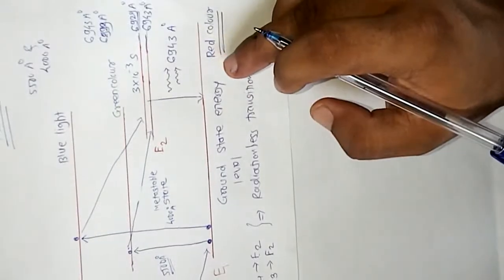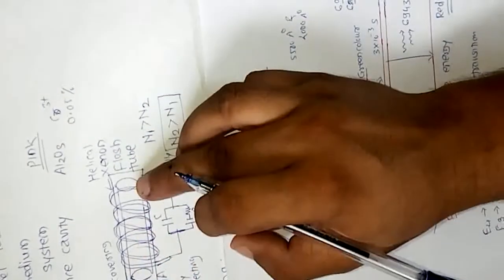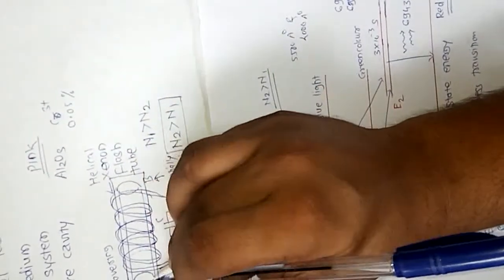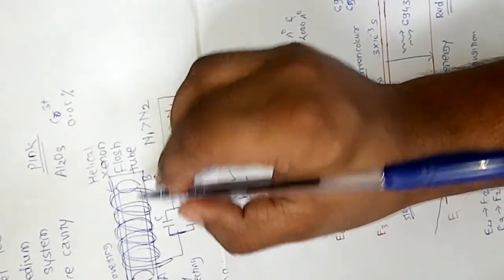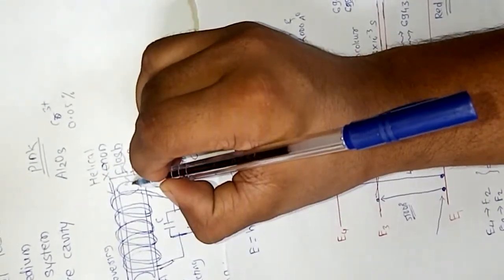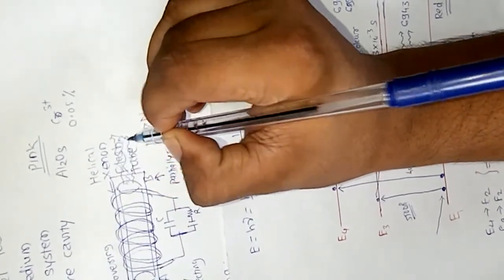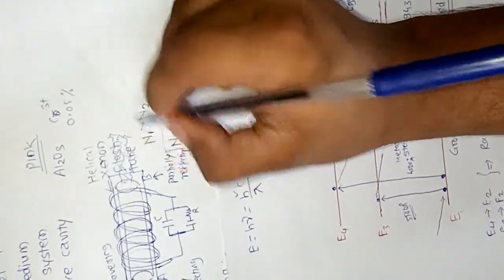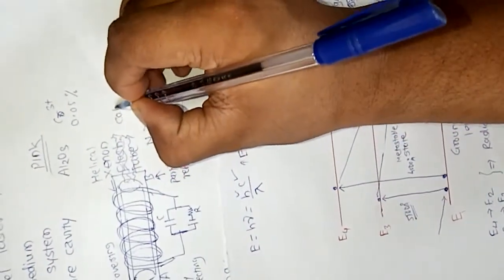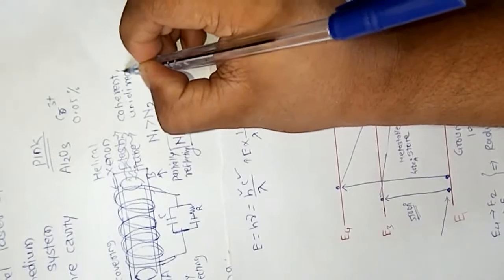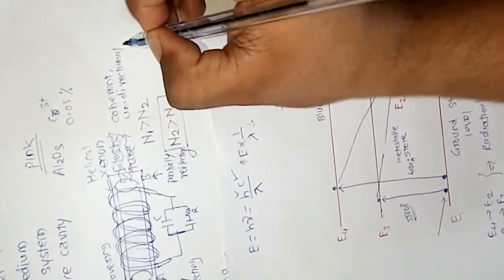So these emitted photons traveling along the axial direction are reflected again and again by the silvered end, and finally emerge out from the partially reflecting side. And this beam is a coherent, unidirectional beam.